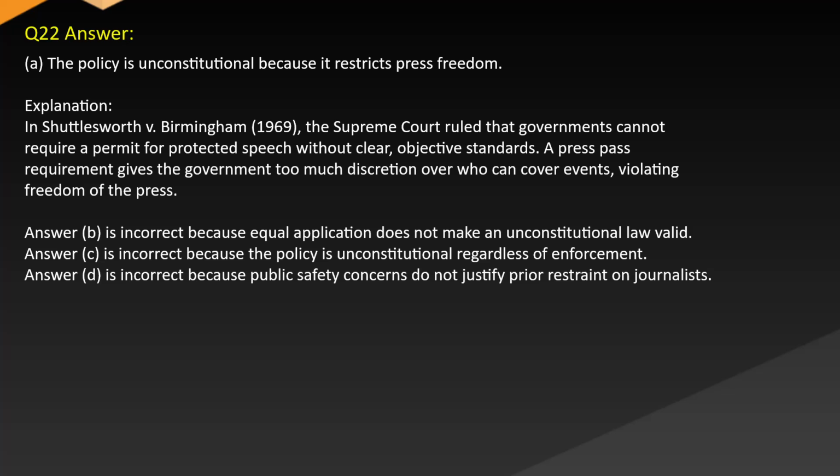Answer D is incorrect because public safety concerns do not justify prior restraint on journalists.